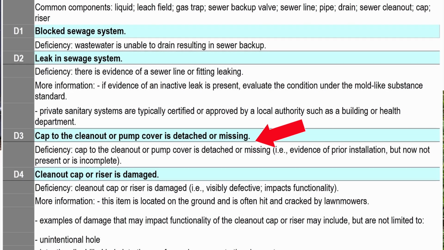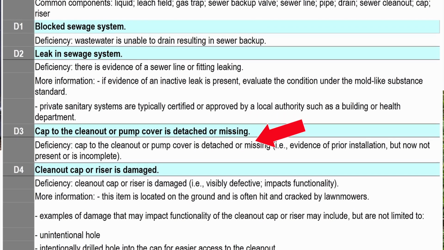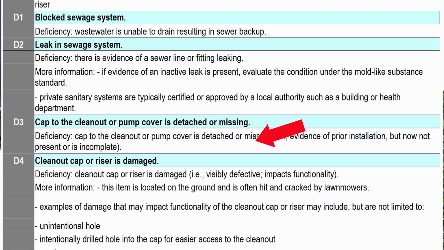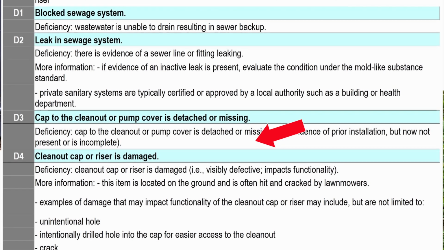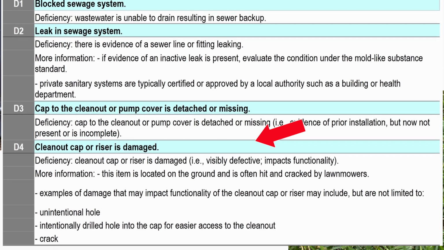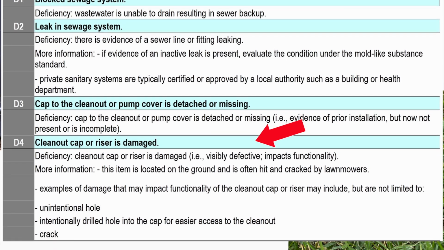Deficiency 3, cap to the cleanout or pump cover is detached or missing. There's evidence of prior installation, but it's now not present or is incomplete.